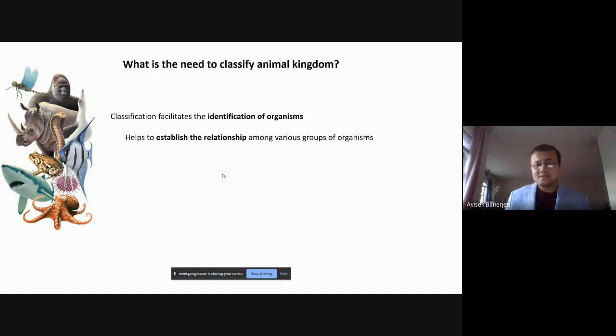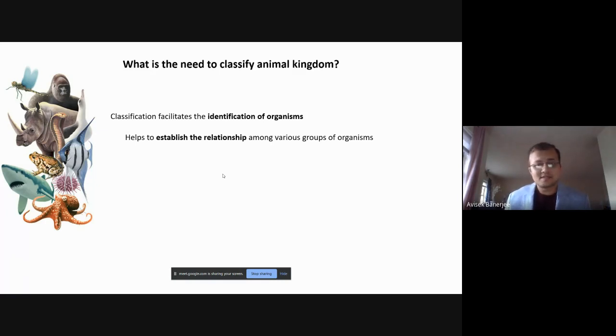Second, it helps to establish the relationship among various groups of organisms. Suppose we want to conserve an animal, right? But we don't know whether that animal is going to survive alone in nature, or it needs some other group of animals to help them survive and sustain. So for a sustainable biodiversity, we have to have the knowledge of the relationship among various groups of organisms. And that's how classification of the animal kingdom is very important.